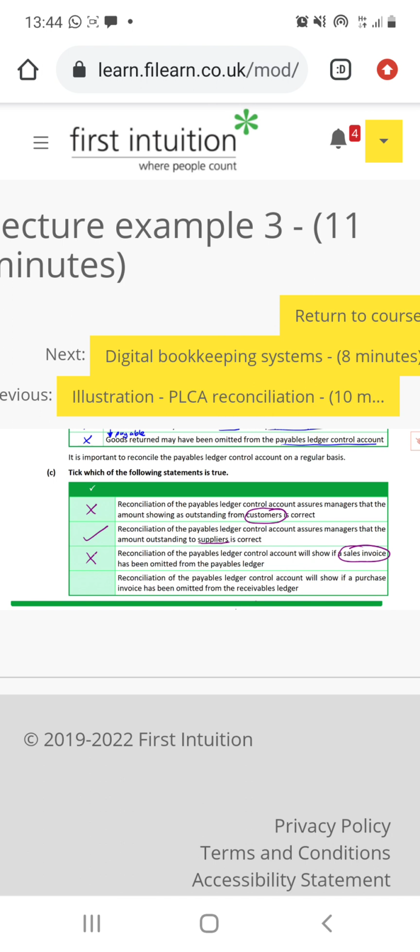And then finally, we get reconciliation of the payables ledger control account will show if a purchase invoice has been omitted from the receivables ledger. And again, the problem we've got there is they now start referring to a receivables ledger, because obviously your receivables ledger relates to your sales invoices and your customers. It does not relate to purchase invoices. It does not relate to payables. So yet again, the terms they're throwing into that statement do not make sense and do not stack up. So on that basis, only the second statement there is accurate and actually makes sense.